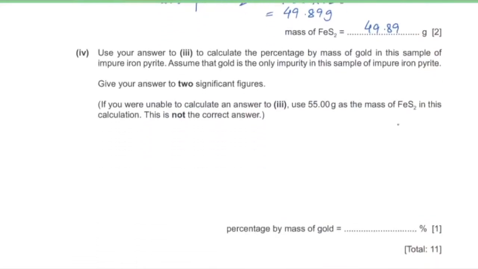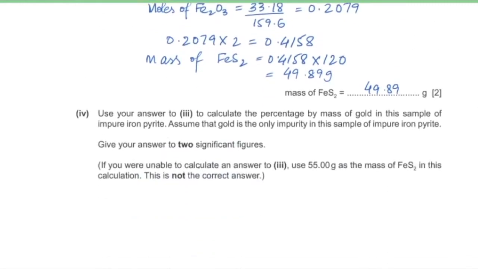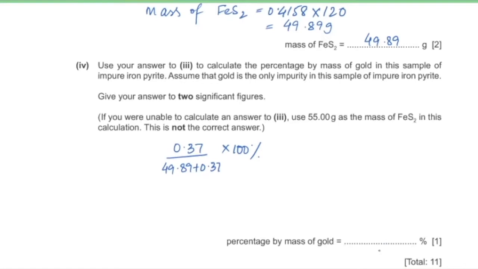Part 4, use your answer to 3 to calculate the percentage by mass of gold in the sample of impure iron pyrite. Assume that gold is the only impurity in the sample of impure iron pyrite. Give your answer to 2 significant figures. So the mass of gold, which we got, is 0.37. We have to take its percentage. The impure iron pyrite contains 49.89 grams of pure iron pyrite plus the gold, which is 0.37. So the total mass of impure iron pyrite is 49.89 plus 0.37, multiplied by 100%. And hence we have the percentage by mass of gold as 0.74%.